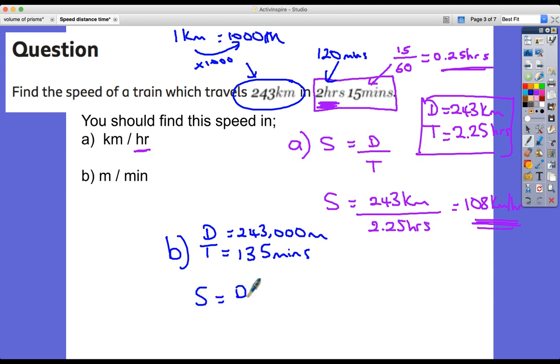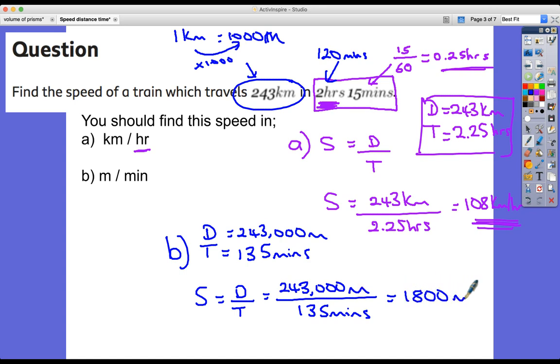Again, speed is distance divided by time. It's going to be 243,000 meters divided by 135 minutes. And this is going to get my answer into the correct units. So my answer comes out as 1,800 meters per minute.